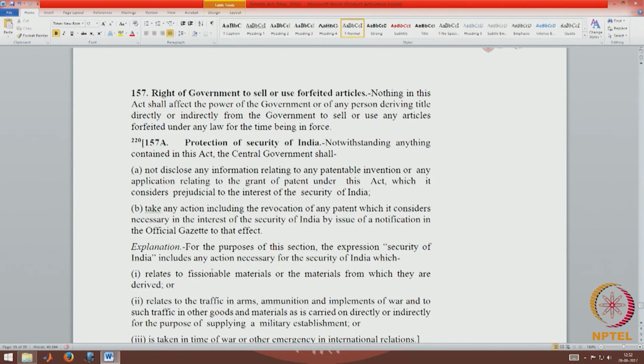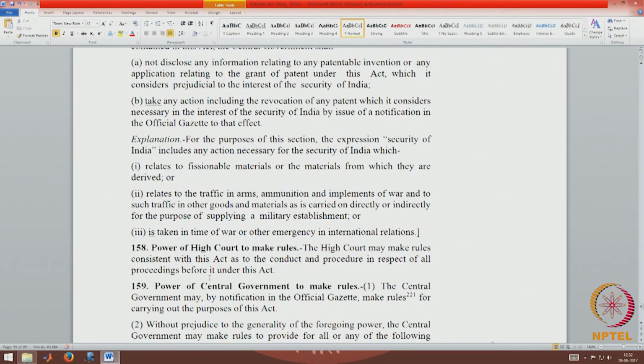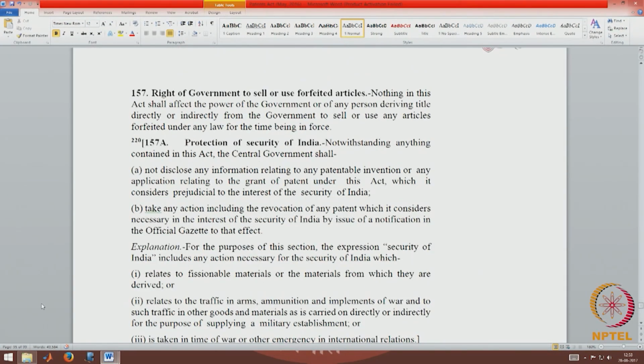Now 157A deals with protection of security of India. What can be done if certain matters affecting the security of India are disclosed in a patent application. We already saw that there are provisions where secrecy directions can be issued. Now, notwithstanding anything contained in this Act, the central government shall not disclose any information relating to any patentable invention or application relating to the grant of a patent under this Act, which is considered prejudicial to the interest of the security of India, or take any action including revocation of patent which it considers necessary in the interest of security of India by notification in the official gazette.